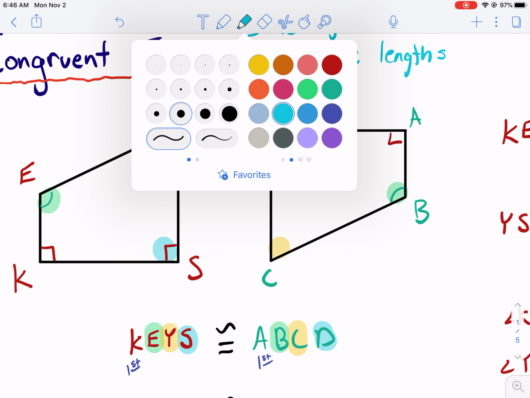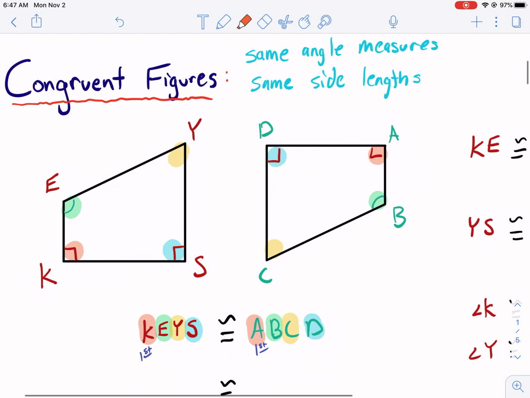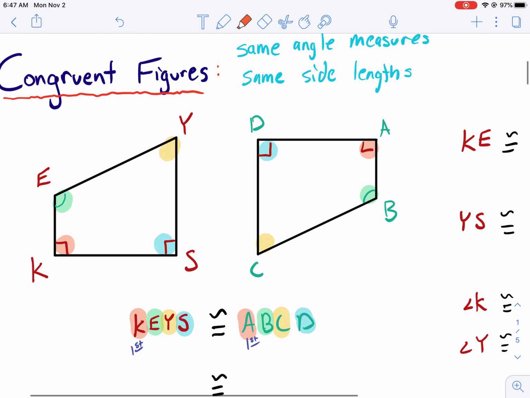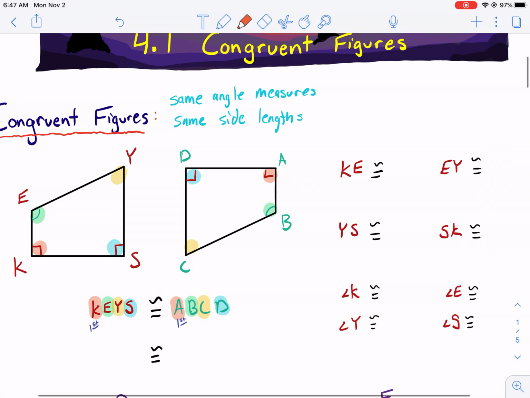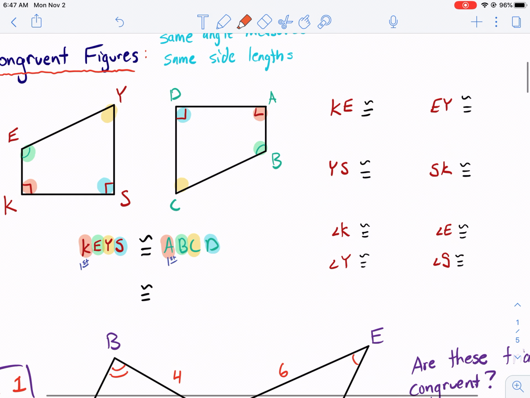Okay, and we already determined that K and A are both 90 degrees, so they are in the same place also. So you have to go in order. If you want to say KEYS is congruent to ABCD, then they have to be listed in the same order with the same angle measures. Now the other part of it, we already talked about the angles, so we know that K is going to be congruent to A, Y is congruent to C, E is congruent to B, and S is congruent to D.